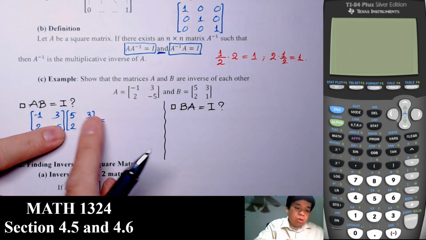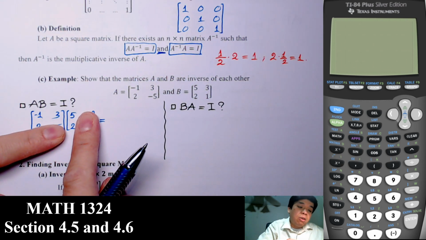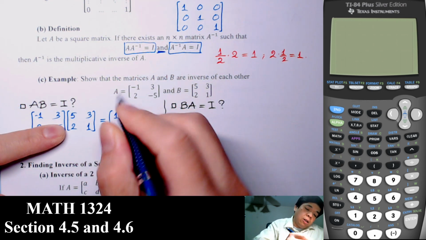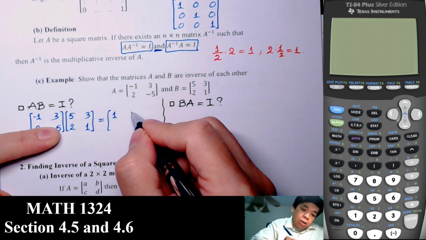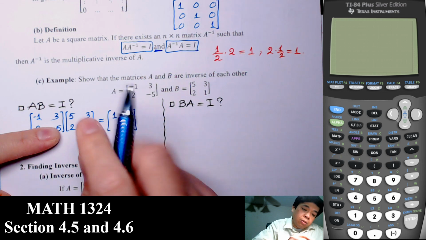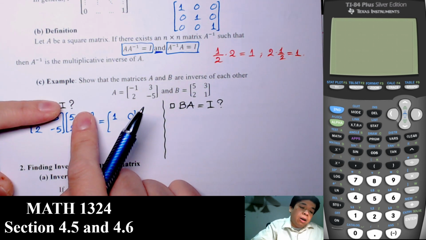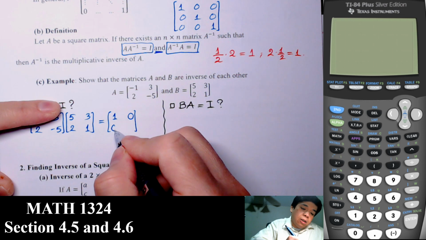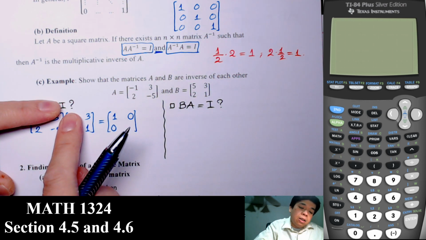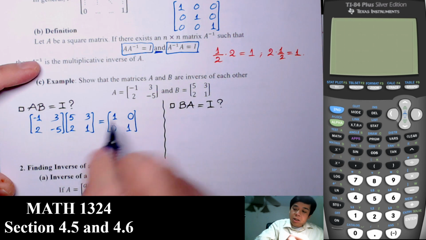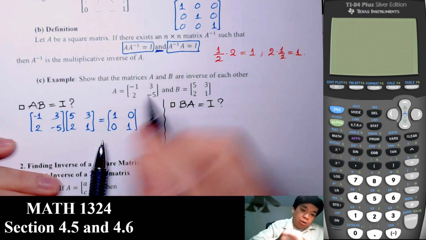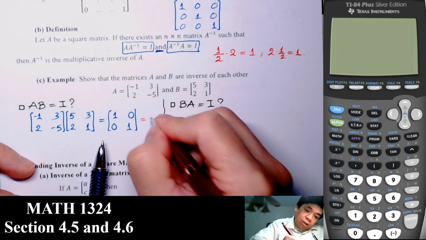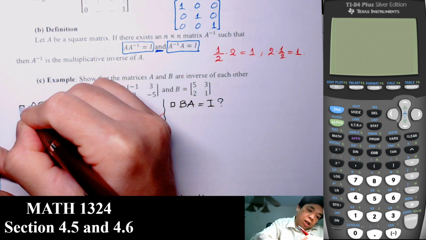So let's take row times column. -1 times 5 is -5, -5 plus 6, so it's 1. Row times column, -3 plus 3, 0. -10 plus 10, 0, and 6 minus 5 is 1. So this is the identity matrix. We have 1 on the diagonal, 0 everywhere else. So we check that.